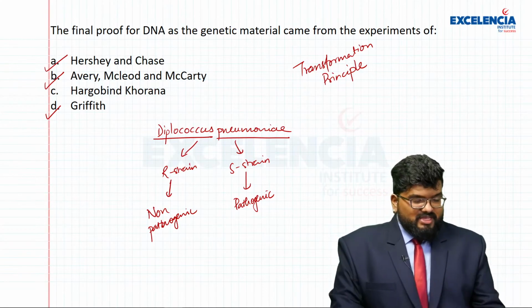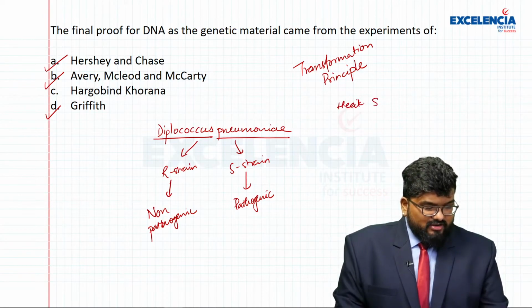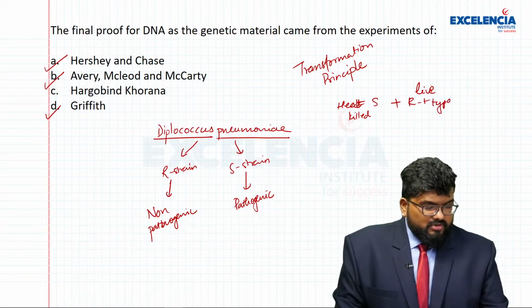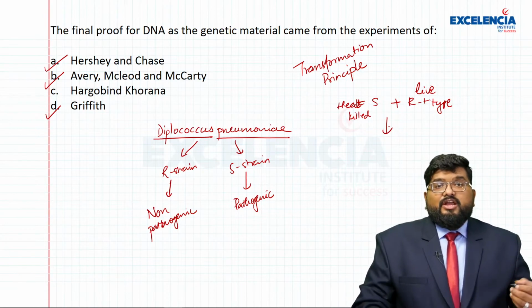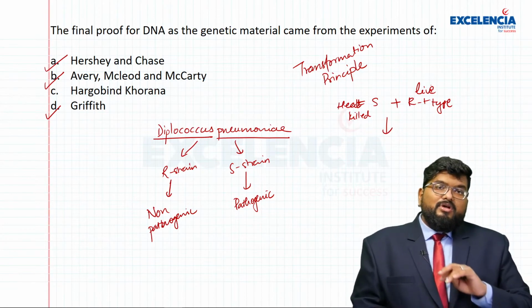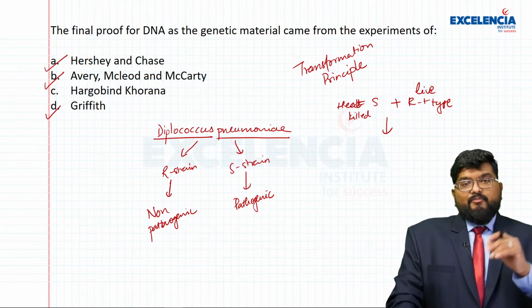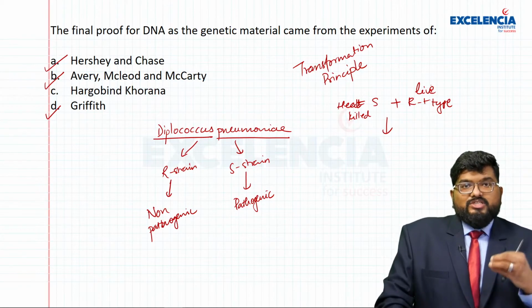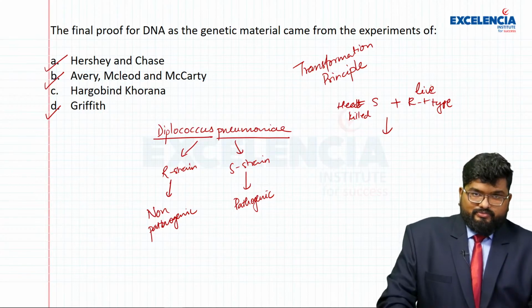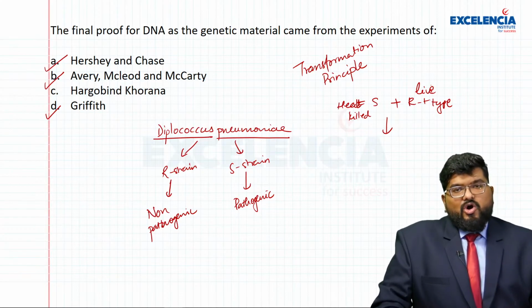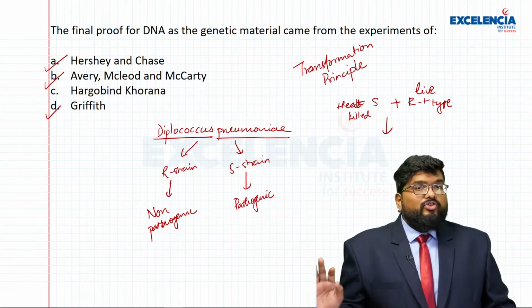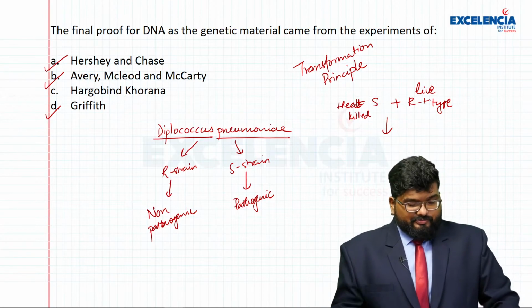Next thing he did was he mixed the heat killed S strain with living R type, and then he injected the mixture into the mouse and the mouse developed pneumonia and died. So what Griffith put forth was that something was released by the dead S strain, which converted the R strain into live S strain, which caused pneumonia and the mouse died. So Griffith simply gave us a transforming principle. He did not know the biochemical nature of the transforming principle, nothing.